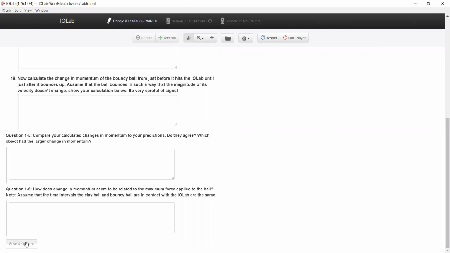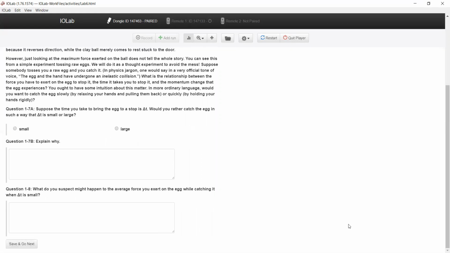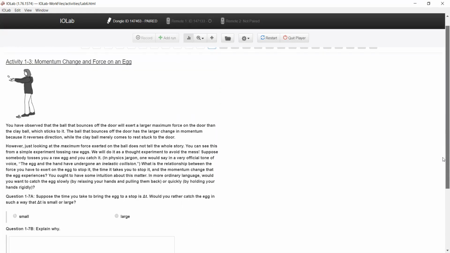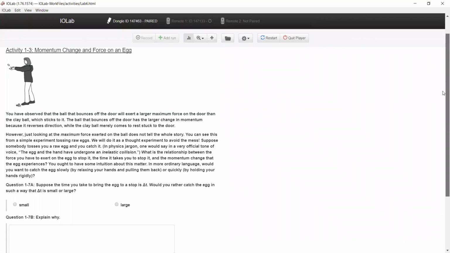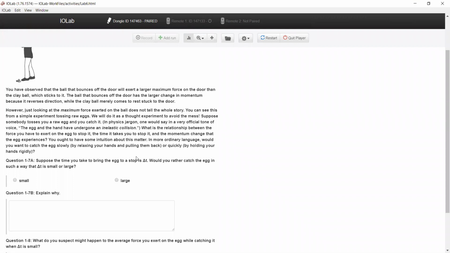Is it prediction time again? Based on what we have done, they will be asking the question now. In this slide, if somebody throws an egg at you, you have to catch it without it breaking. So you'll have a small time delta t or a large time delta t. That is what we are being asked.